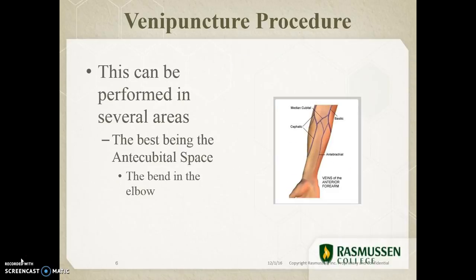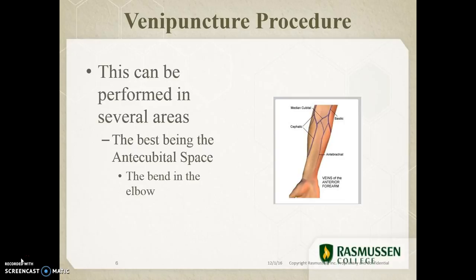Next we're going to talk about the procedure itself. And the procedure can be performed in several areas of the body, but most commonly we will use what we call the antecubital space, or the bend in your elbow. And there are 3 main veins that we use for this procedure. They are the median cubital, cephalic, and basilic. The median cubital is the most popular because it is the largest and the most anchored in your body.